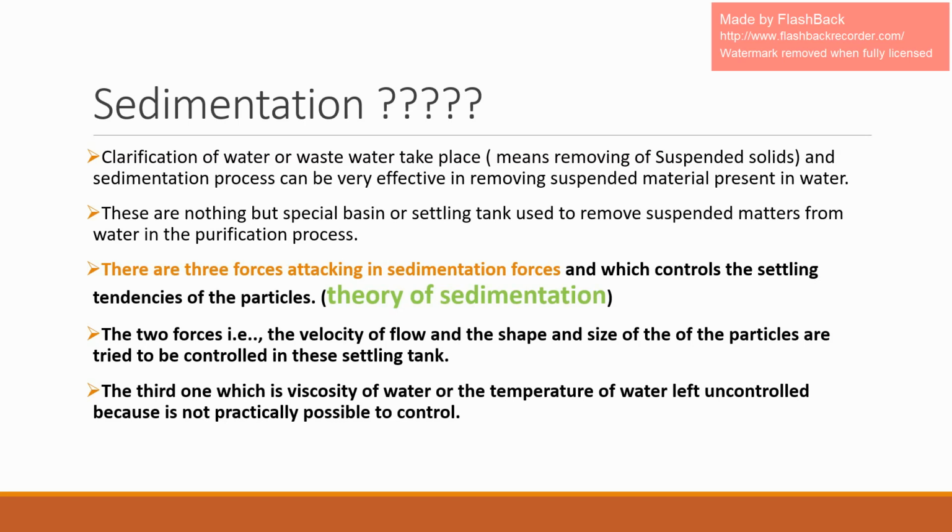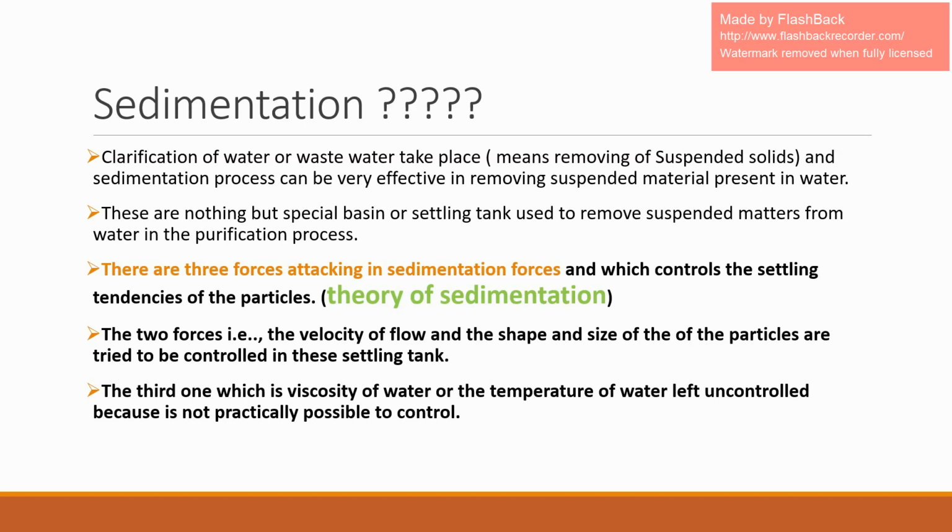Normally in a purification process, it comes under primary treatment, and it is after a screen chamber or a grit chamber, just before an aeration tank or filtration unit. What it does is remove the impurities, the suspended solids present in the water, and by doing so it removes much of the load from that treatment process. BOD is reduced, and the treatment process is quite effective.